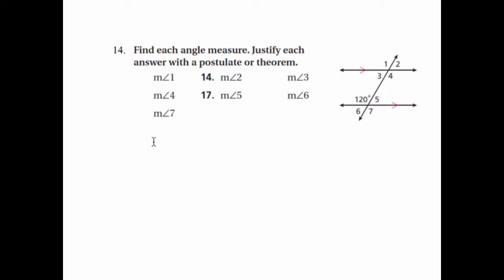Go ahead. Speak up, Marty. It is a vertical angle with which angle? 5. So if you said vertical angles with 5, you're correct. Measure of angle 7, 120. Vertical angles theorem is a possibility. Alternate exterior angles is another. So you haven't graded yet, have you?